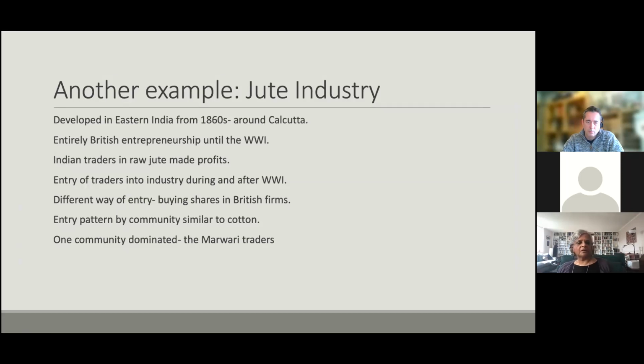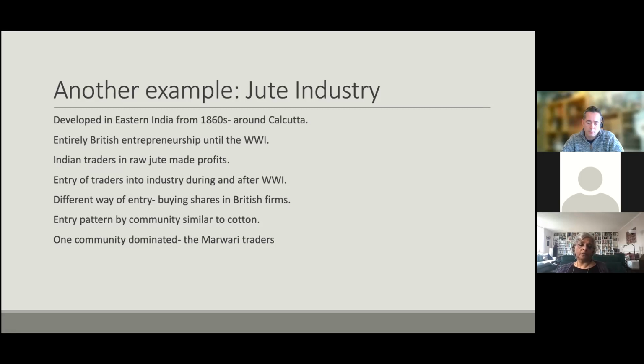If you think that the cotton textile industry is just one example, and this is not a general pattern, I can point you to the other example, which is the jute industry. Now, if you remember, I mentioned earlier on that this is an industry where the British dominated. But things began to change after the First World War. Until the First World War, the industry was completely dominated by British entrepreneurs.